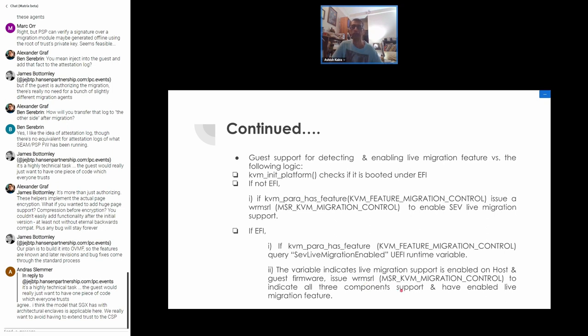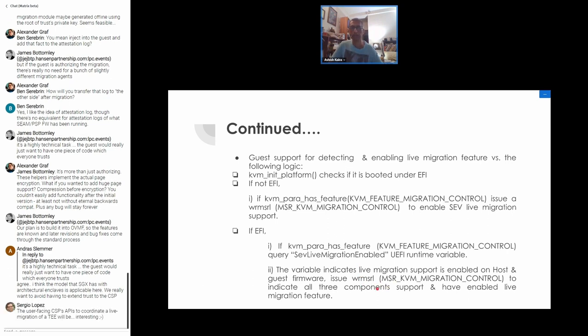As of now, this is another thing still under discussion and probably needs more discussion. The MSR handling is implemented using MSR filtering on QEMU, which is a recent support that has been added. It gets into QEMU to do the MSR handling, enable the live migration feature, and connect to the QEMU migration code at that point.